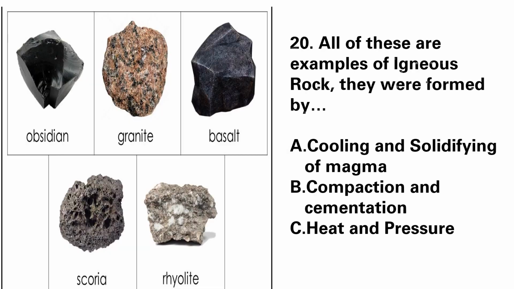Number 20. All of these are examples of igneous rock. They were formed by A, cooling and solidifying of magma, B, compaction and cementation, or C, heat and pressure.